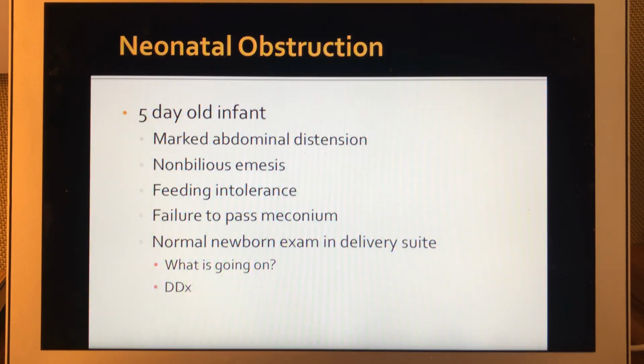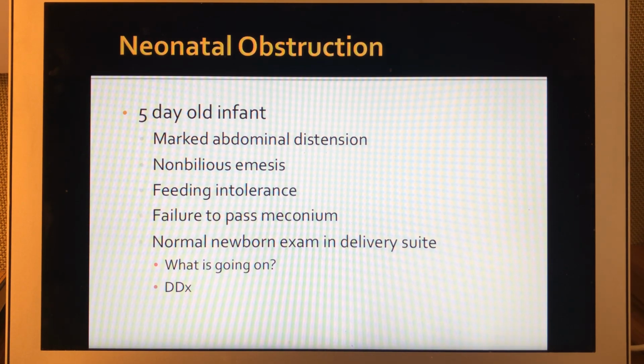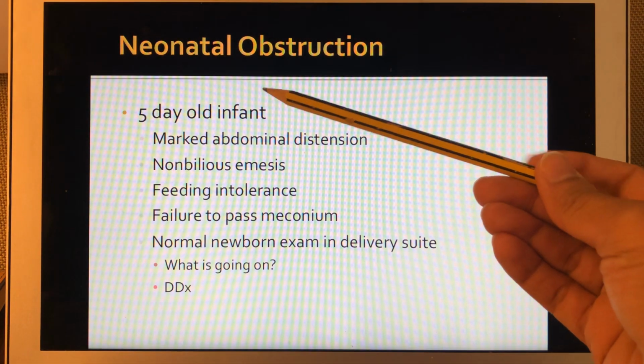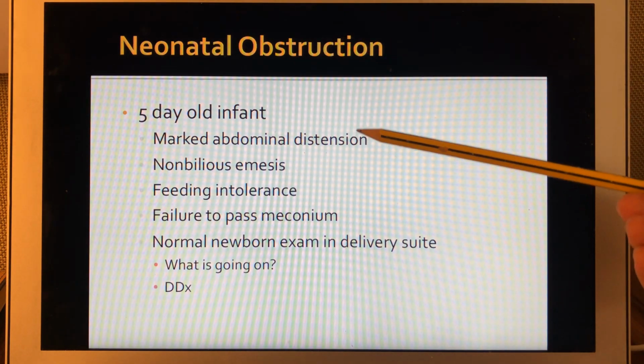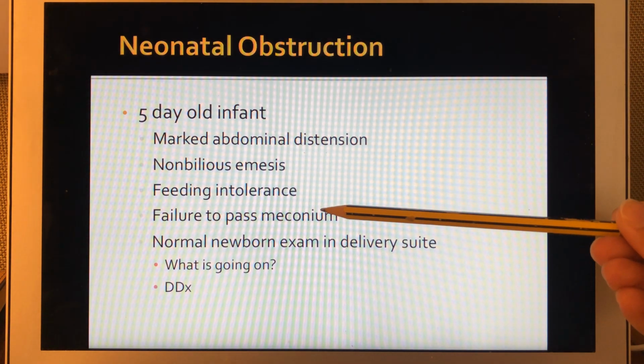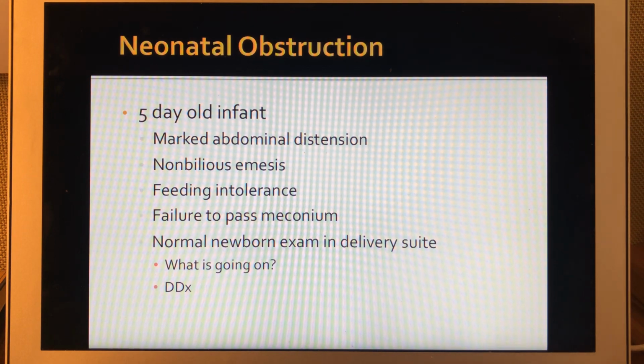Another scenario: a 5 day old infant with marked abdominal distension, non-bilious emesis, feeding intolerance, failing to pass meconium. The baby had a quote-unquote normal newborn exam after delivery. So he's only 5 days old, abdomen distended, feeding intolerance, failing to pass meconium. So you have to think about congenital bowel obstruction in this kid.